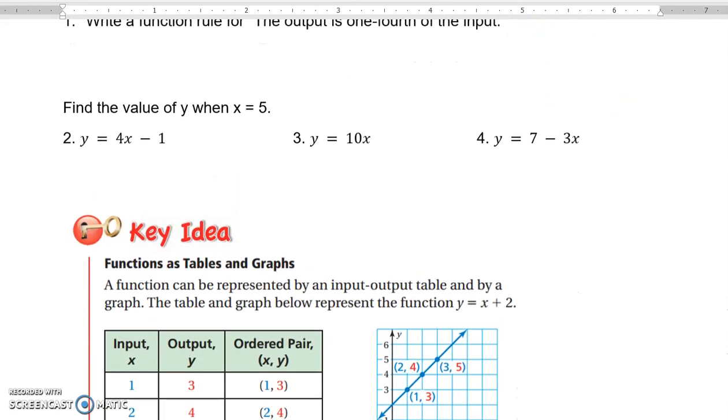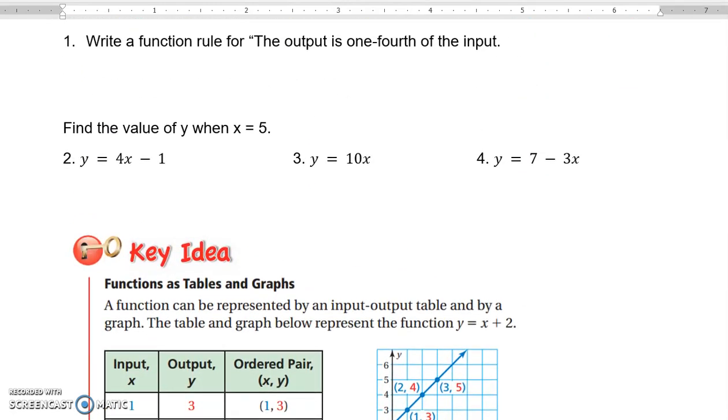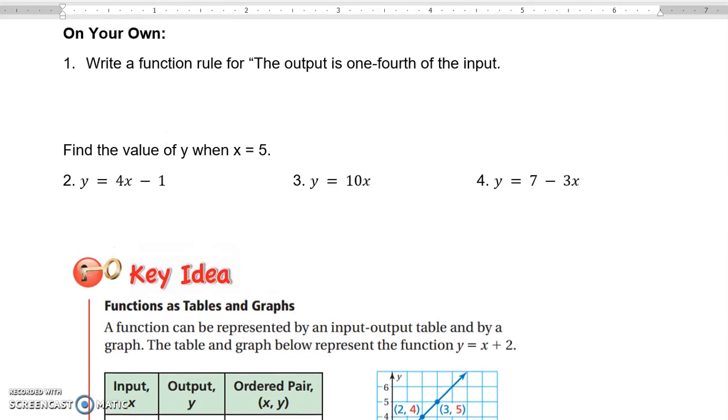You have 3 on your own problems to do. You need to write a function rule, and then you need to evaluate these 3 problems when x is 5. So you're going to plug in 5 for all the places that I highlighted, and you are going to solve for y on those on your own problems. So hit pause, do that, and when you're ready, you may continue on.